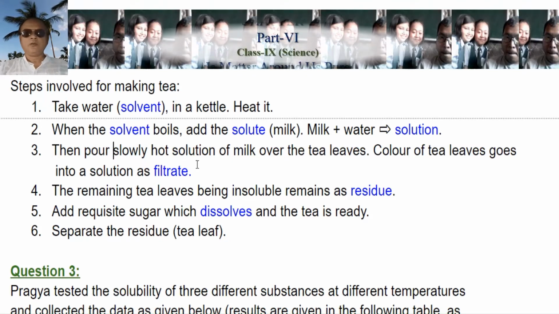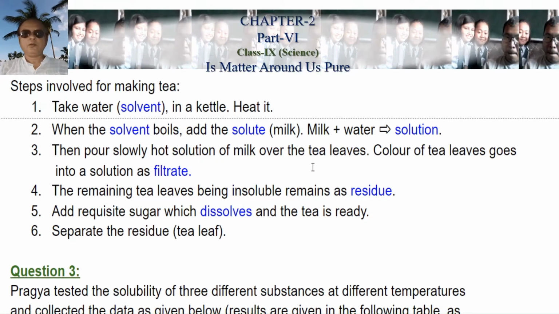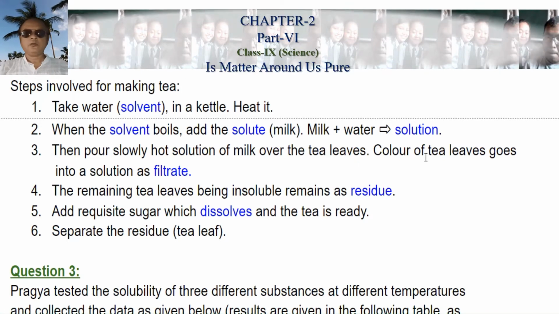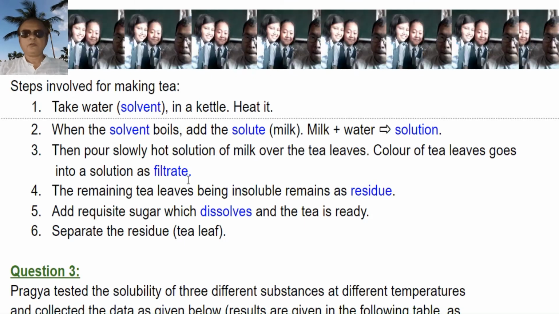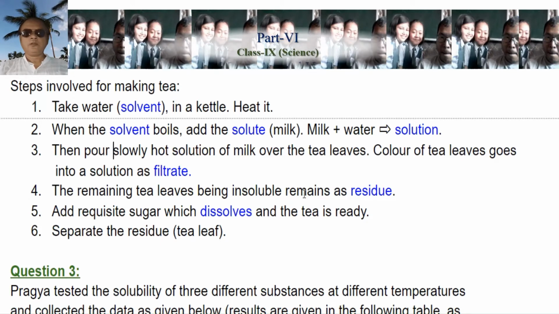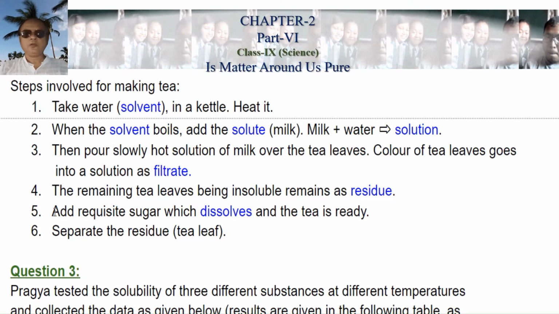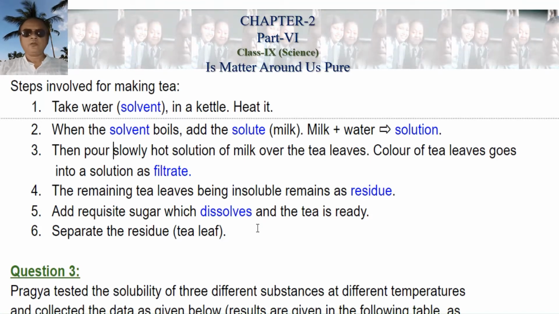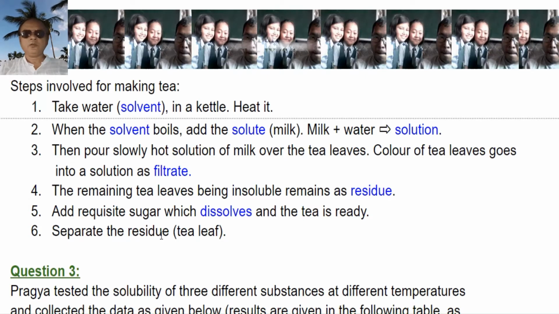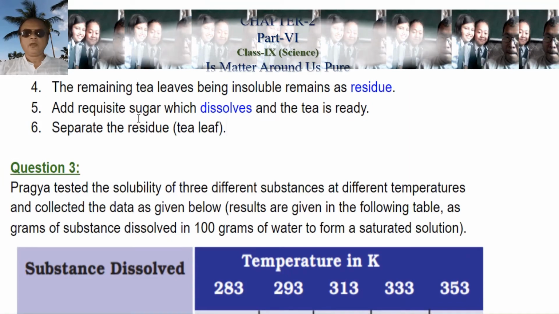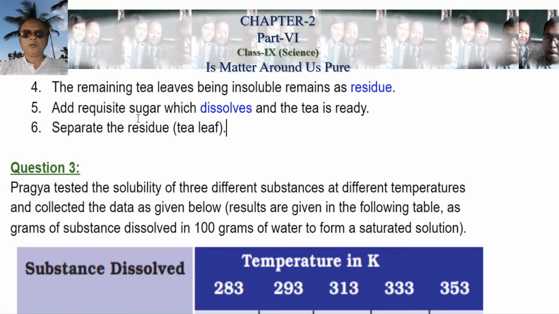Then pour slowly the hot solution of milk over the tea leaves. The color of the tea leaves goes into the solution as filtrate. The remaining tea leaves, being insoluble, remain as residue. In the 5th step, add the requisite sugar, which dissolves, and tea is ready. Now separate the residue, that is the tea leaves. You can write it in your own way also. You know how to make tea.